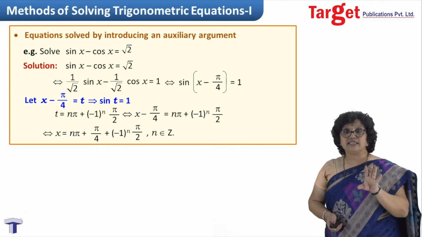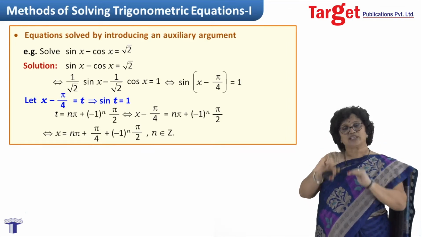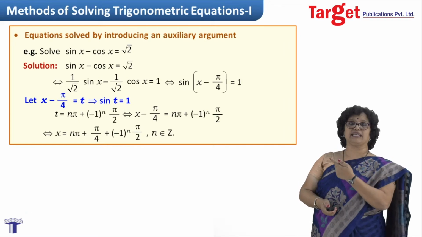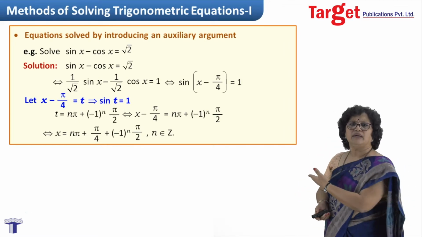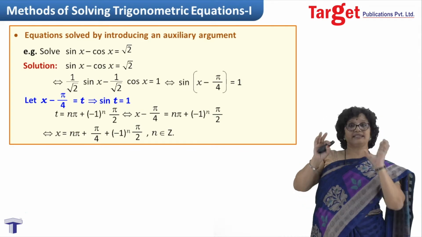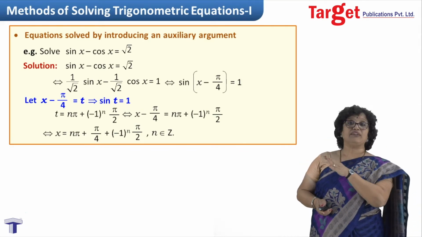Now, understand this. Finally, we ended up writing x only. But in the process somewhere, we wrote some new angle as x minus pi by 4. So I took that separately. Now, these are the standard methods. But there could be something which is different.